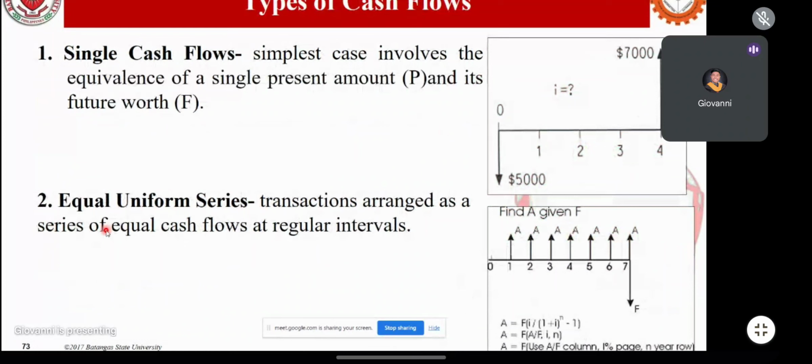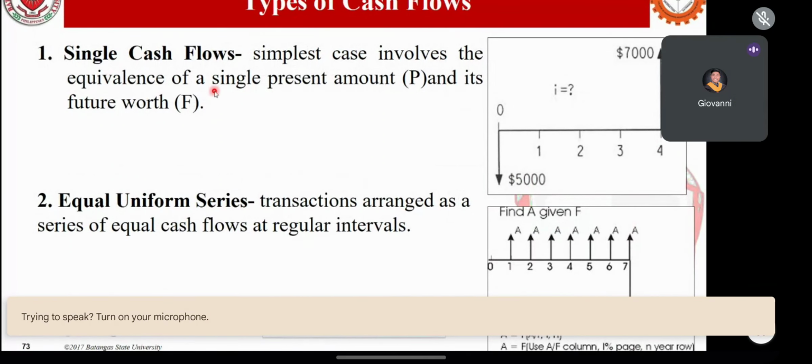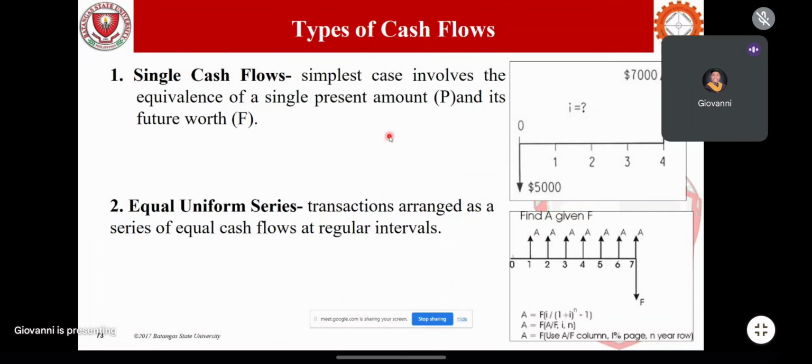Types of cash flows. So ito yung mga itsura ng cash flow natin. So we have five. So, ang main focus natin for our discussion today is this one, si number one, single cash flow.